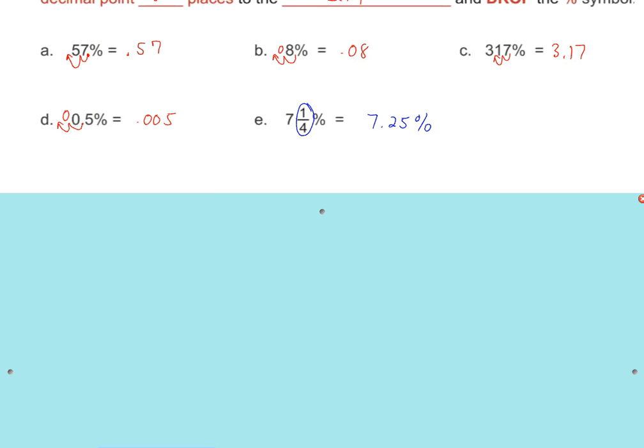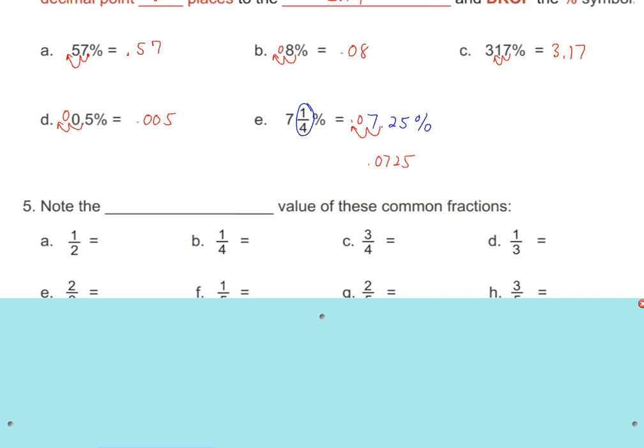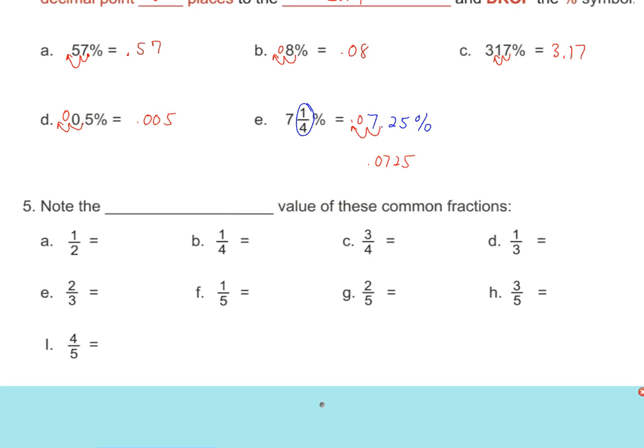Now I'm ready to move the decimal point 2 places to the left. Again, I have to drop my percent symbol, and my final answer to this one ends up being 0.0725 is the decimal equivalent. Once you divide by 100, which is moving the decimal point 2 places to the left, you drop the percent symbol.